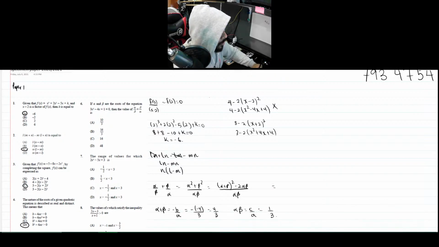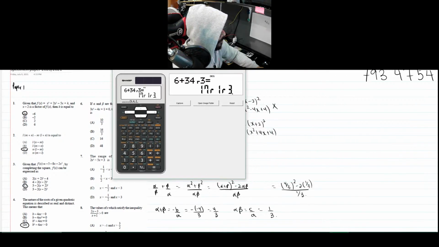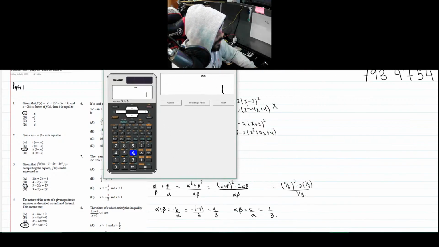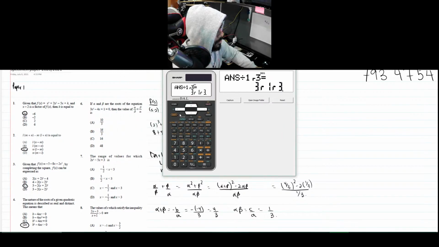Substitute them up in the top now. That will be alpha plus beta, that is 4 over 3 squared minus 2 into 1/3 all over 1/3. 4 over 3 squared, that is 16 over 9. Take away 2/3, divided by 1/3. 3 1/3 or 10 over 3. 10 over 3, A.